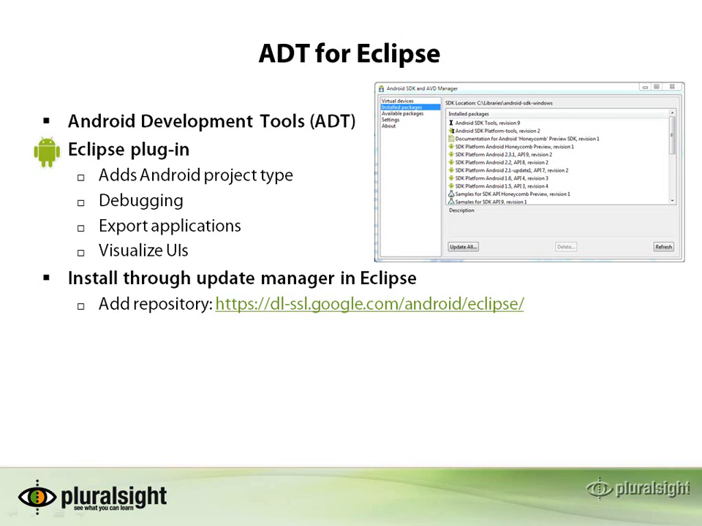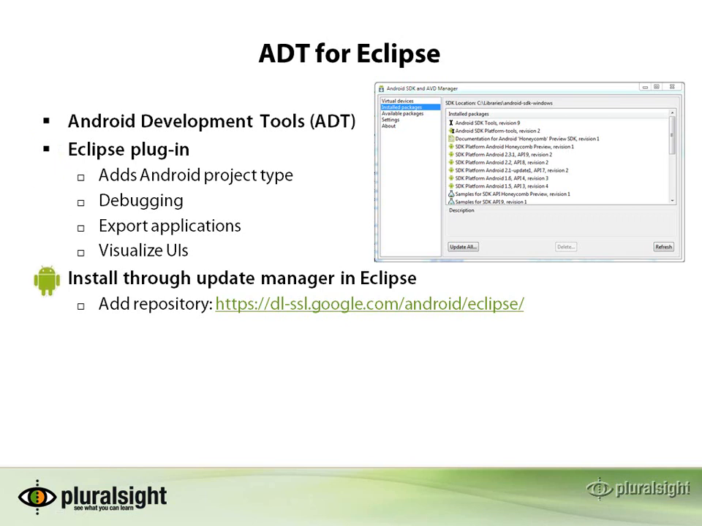It also gives us the debugging capability on an emulator or on a real device. We can export our applications, and we can even use the code obfuscation tool I talked about before, ProGuard, to obfuscate our code. And it gives us some visual UIs that make it a lot easier to develop our user interfaces and to see what's going on.